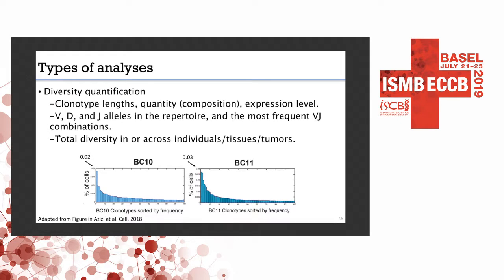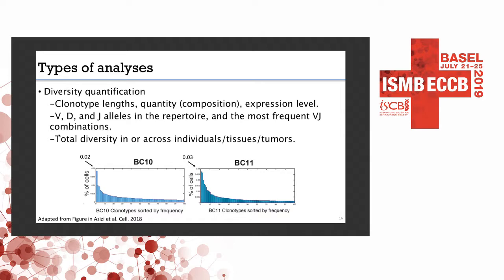Okay, so types of analyses that you can do with this. The first is a diversity quantification. So you can look at, for example, the clonotype length, or the composition and quantity, or the expression level. Here's a figure where this is a tumor, and this is another tumor. The clonotype, again, is the unique nucleotide sequence for each cell. And this is the top 100 in this tumor, and even the one that's the most common is still only 0.02%. So again, we have this huge diversity just because of all these rearrangements that happen, but even if there's an expansion and some of them have the same, it's still a very small percentage overall.